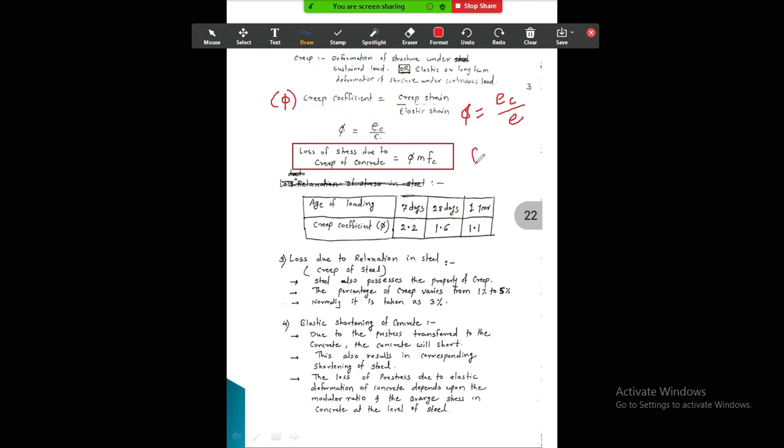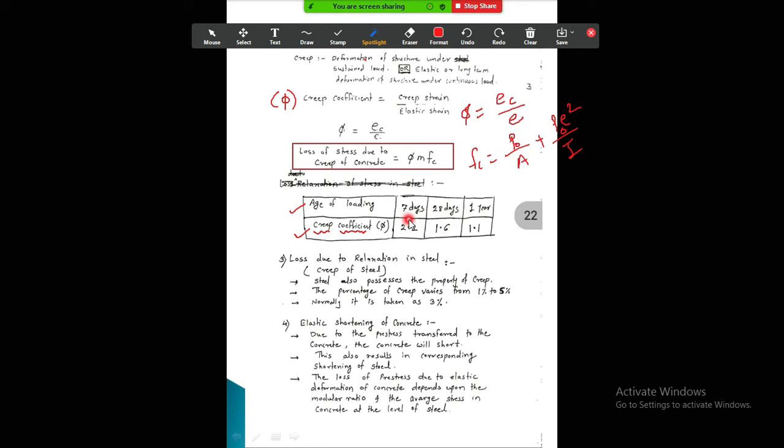How do we calculate the fc? The formula to calculate fc is P by A plus P e square by I, where P is the initial prestressing force. Now you can see the table which is given over here. These are the creep coefficient values, depending upon the age of loading, that is, how many days the loading is given to the concrete.